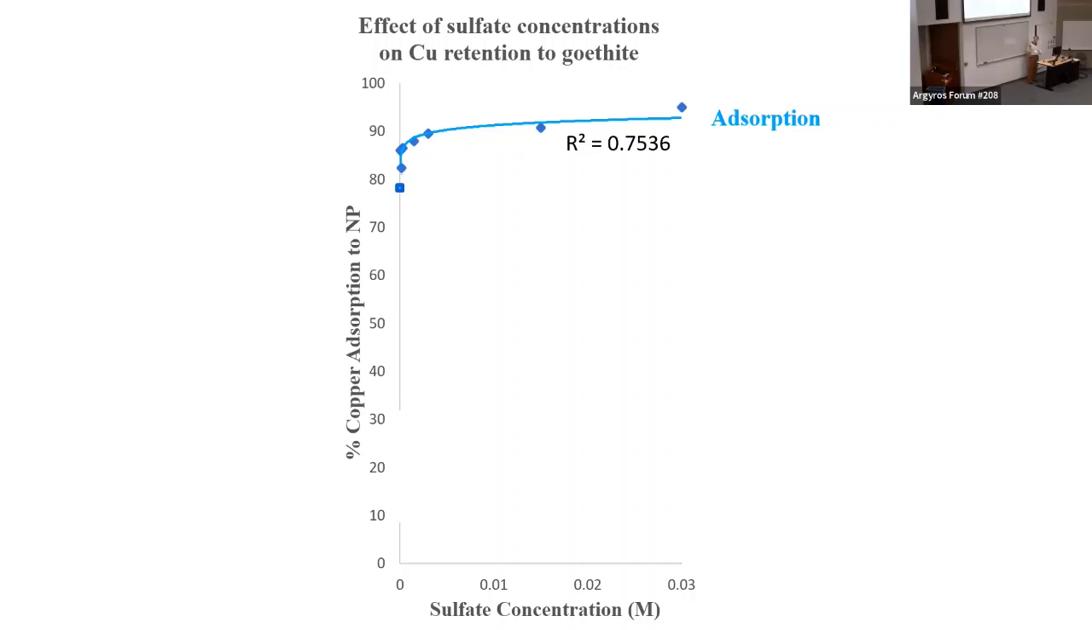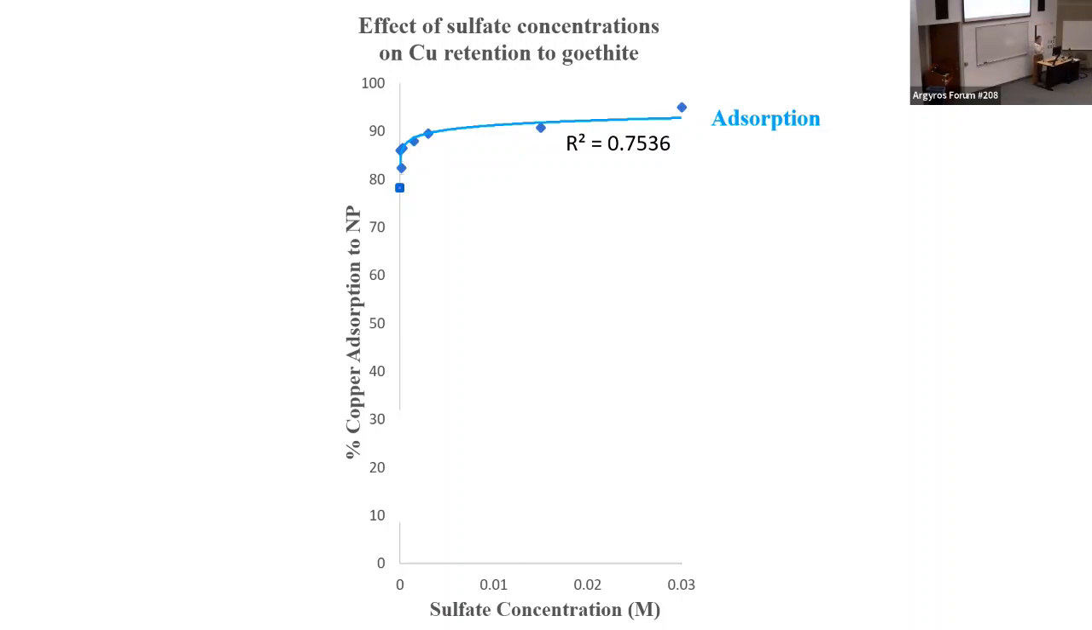So right here is an example of one of our data sets. This is showing the effect of increasing sulfate concentration, which you'll see on the x-axis there. As you can see, the sulfate concentrations go up to a max of 0.03 because this is the maximum molarity that's present in seawater. So you wanted to see how the change from a freshwater source into the salinity of a seawater would change things.